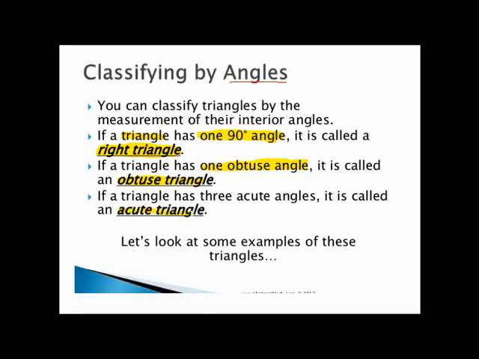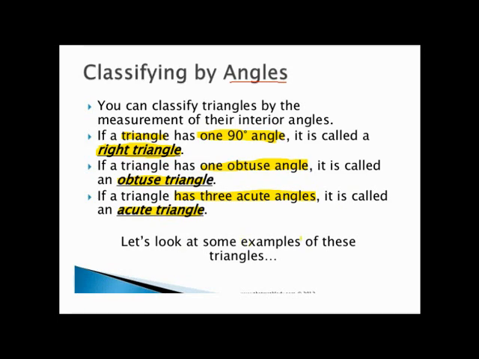And what about the acute triangle? The acute triangle has 3 acute angles. It's different from the right triangle and the obtuse triangle. The acute triangle must have 3 acute angles, not only one acute angle, not 2 acute angles, but 3 acute angles in order to call it an acute triangle.